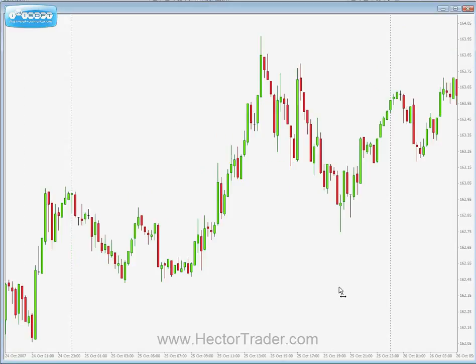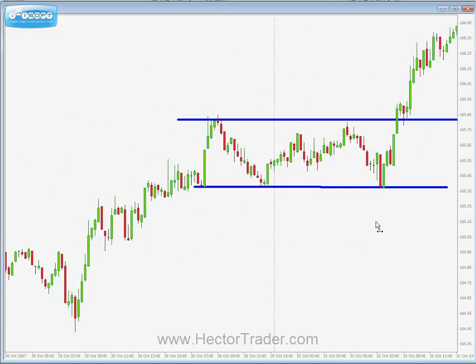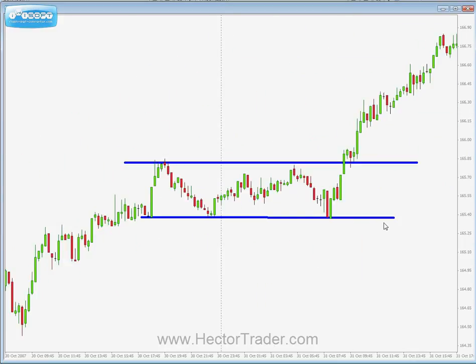Okay, all right, now zooming into the 15-minute chart, let me scroll back to spot the range. There we have it. As usual, as I explained on the triangles video, I look for my typical breakout pullback continuation pattern.